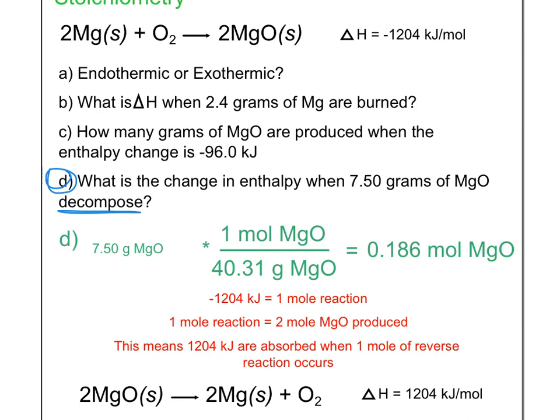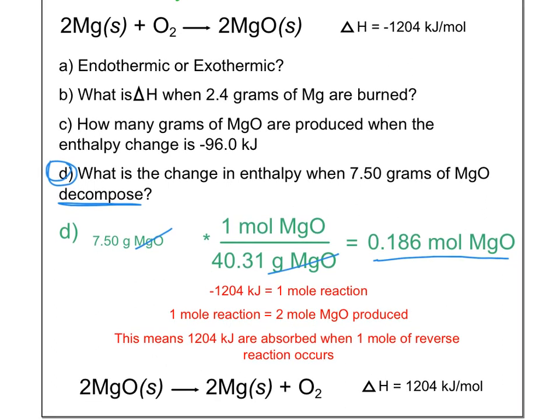So first, I'm going to do what we've been doing, turn 7.5 grams to moles. We know the molar mass of MgO from the last slide. So 1 mole is 40.31 grams. We get moles of MgO. So I'm going to use that in a second. Let's read this. So we know that we give off 1,204 kilojoules for 1 mole of reaction, and we produce in 1 reaction 2 moles of MgO. But that's producing MgO. Decomposing means we are looking at the reverse reaction. Okay, so we know from an earlier slide that the reverse reaction has the same magnitude, 1,204, but opposite signs.